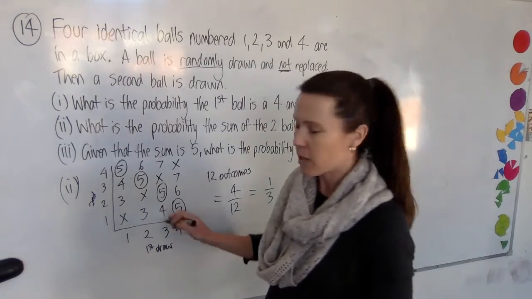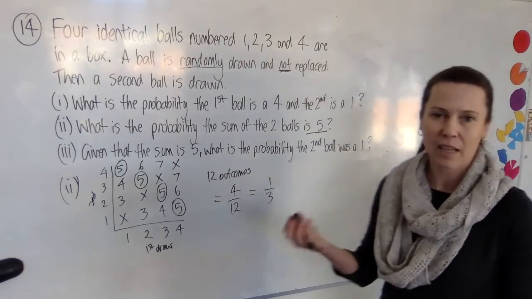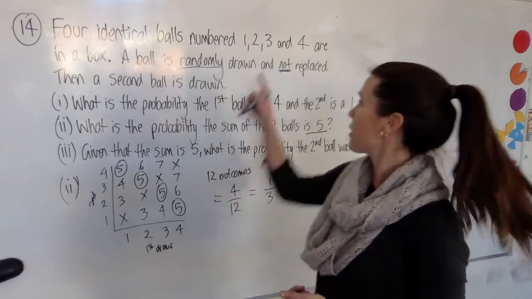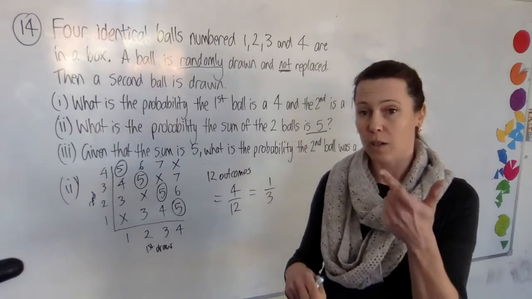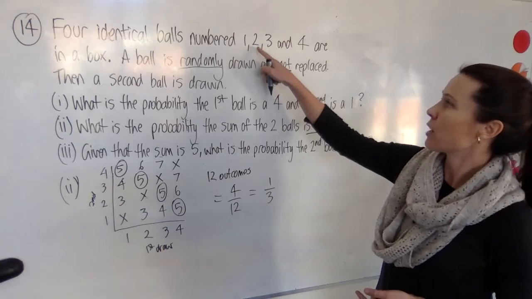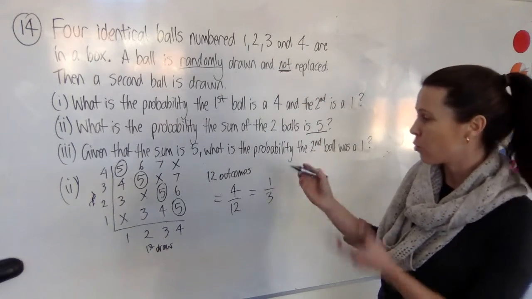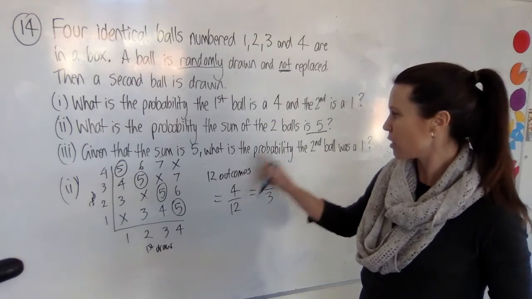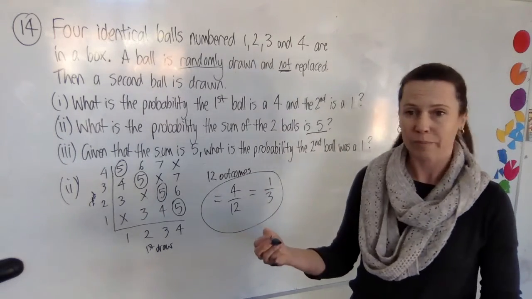Now, if you didn't draw a sample space graph, that's fine. You might have just thought through, well, how many ways can I get a sum of 5? I could make 5 by having 1 and 4, or I could get 4 and 1, so that's 2 different things that could happen. Or I could get 2 and 3, or I could get 3 and 2. So that person might just think, well, there's 12 things that could happen, 4 of them give me what I want, and they'd come up with their answer that way.